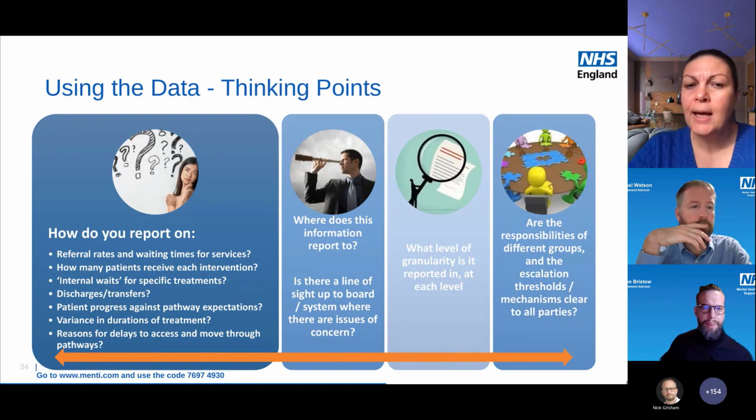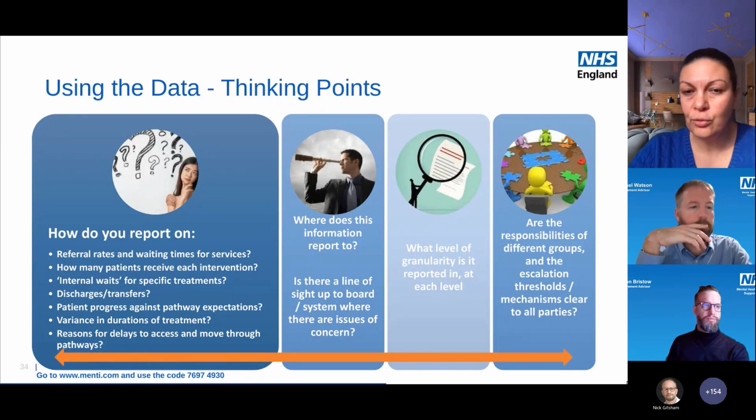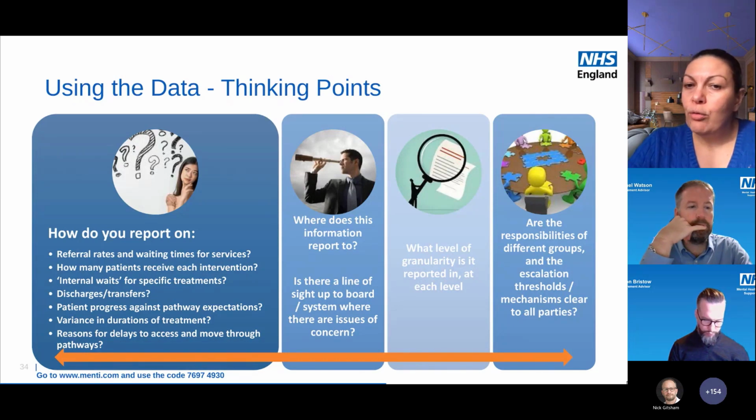Other thinking points: where does the information report to? As I said earlier, that line of sight between board to floor and to the system, and how are issues or concerns escalated, and are they escalated? What level of focus and granularity is it reported in at each level? And who is responsible? Are there responsibilities of different groups as to how escalations and threshold mechanisms are reported to all parties?